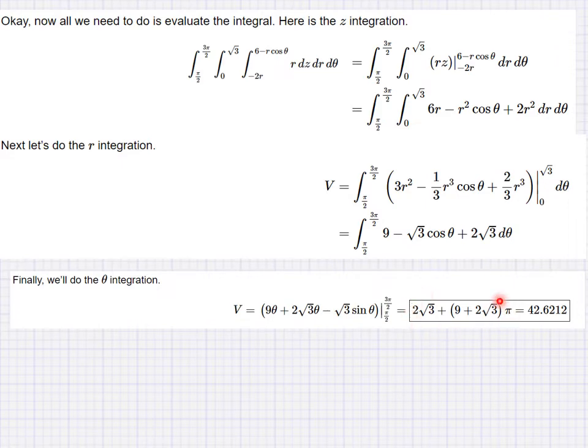You know, I prefer this answer. It's a more exact answer. But if you plug that in your calculator, it's about 42.6212. But nonetheless, the answer I like better would be here. And that would be integrating by switching to cylindrical coordinates.